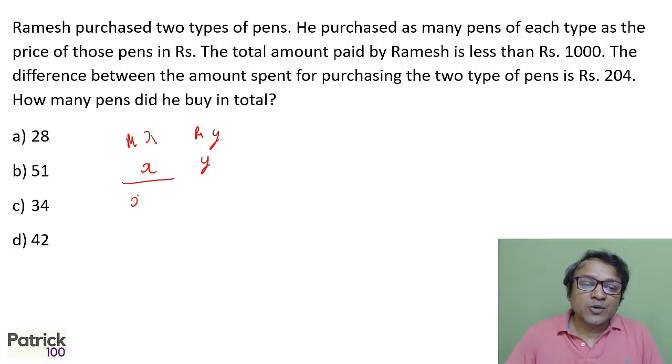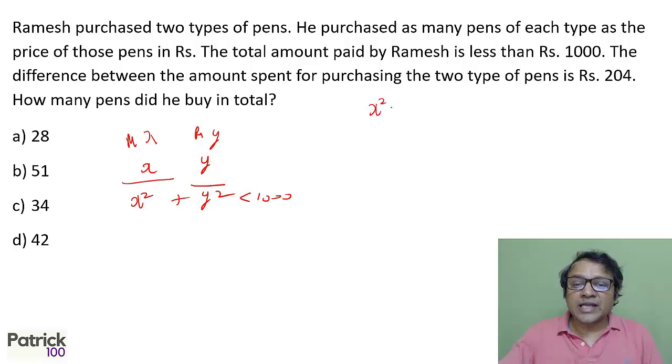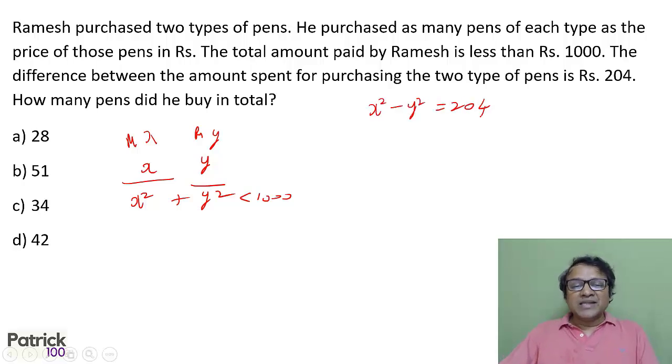So the total amount he spent in the first case is X square, and the total amount he spent in the second case is Y square. The total amount paid by Ramesh is less than 1000. The difference between the amount spent on purchasing the two pens, that is x square minus y square, is 204. How many pens did he buy in total?